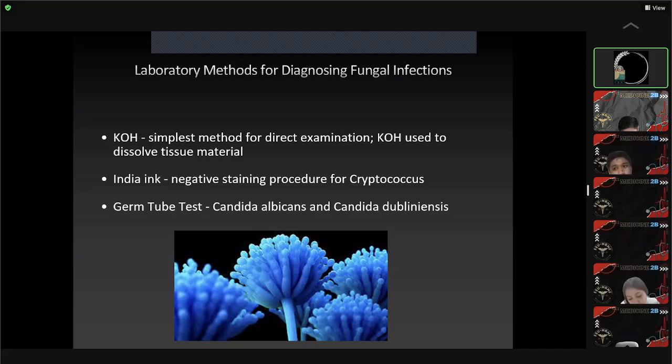Another is the germ tube test. A germ tube test is a culture-based test, meaning you grow the pure form or pure isolates of Candida species. Okay, so you want to know which one will grow: Candida albicans and Candida dubliniensis.